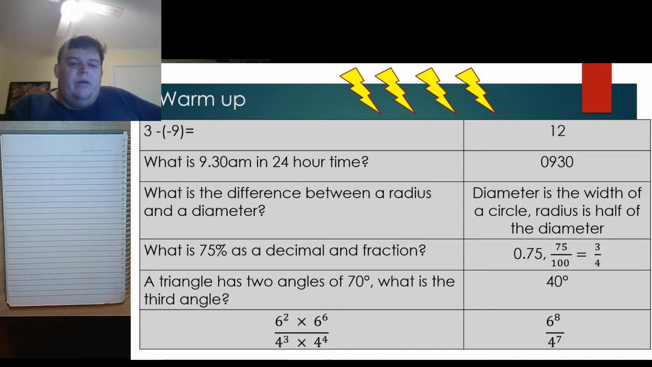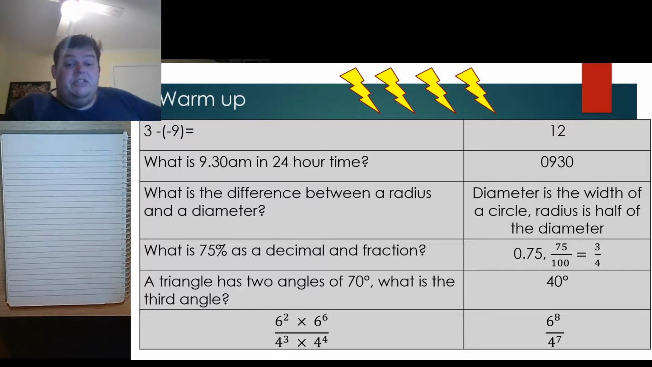What is the difference between a radius and a diameter? Well, diameter is the perimeter of the circle. Perimeter. But the diameter is the whole way across the circle, and the radius is half of that. What is 75% as a decimal and a fraction? As a decimal, it would be 0.75. As a fraction, it would be 75 over 100, which simplifies down to 3/4.